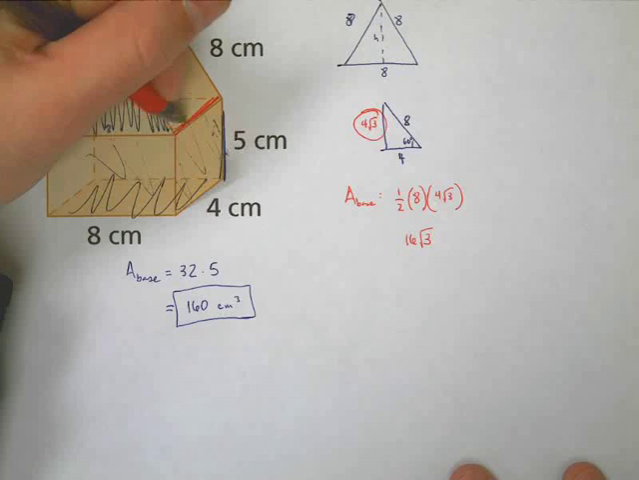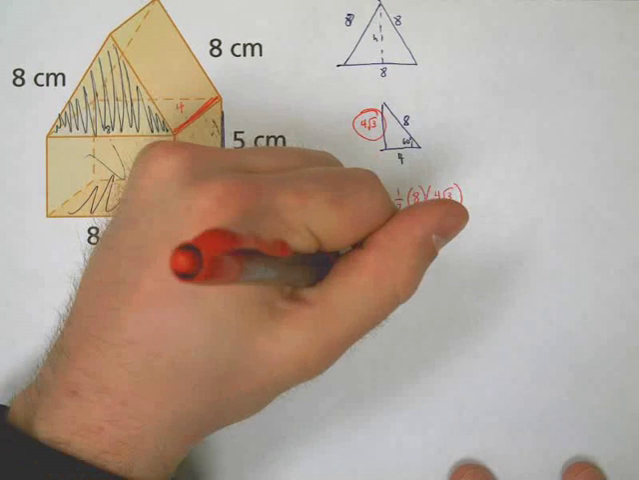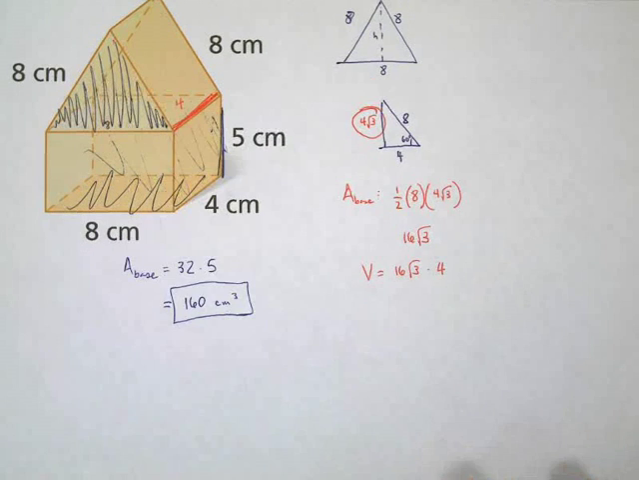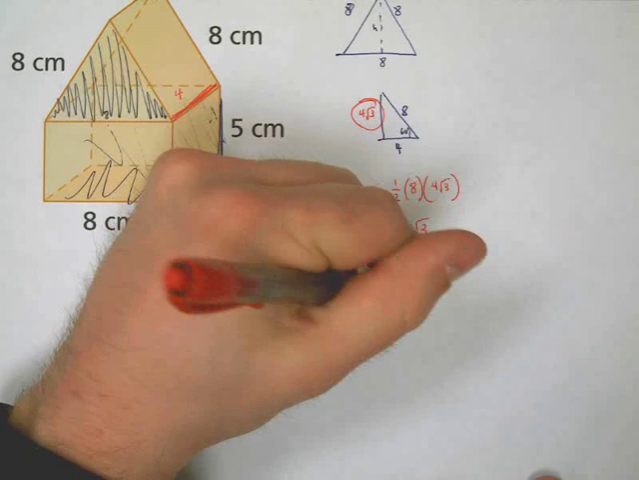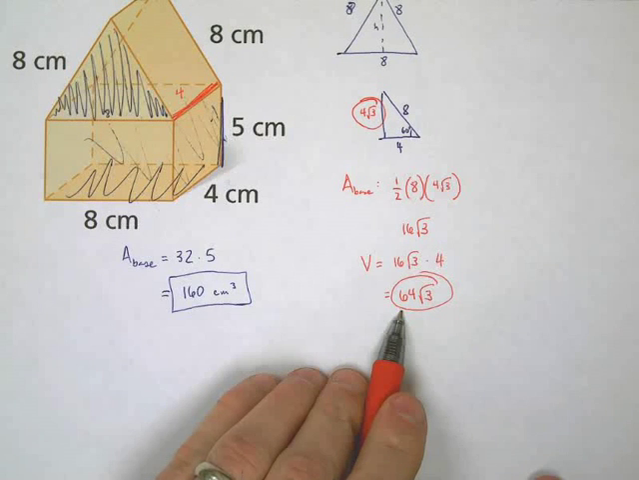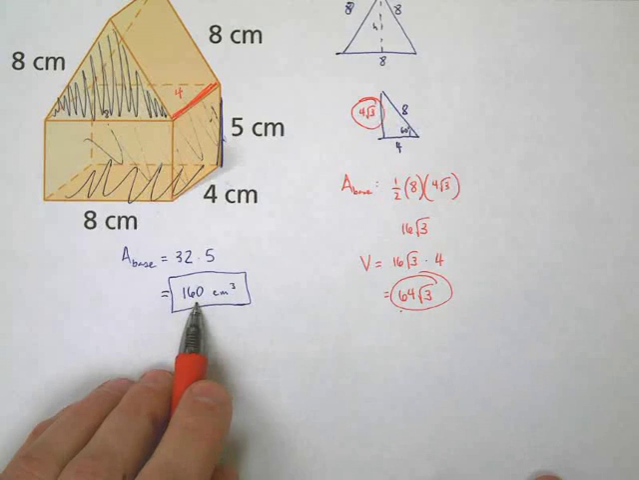Now, how deep is it? How far do I go back in this direction? Well, that would be 4 centimeters, right? So that means the volume is going to be 16 square roots of 3, but I'm going to multiply it times 4. That gives me 16 times 4 is 64. So 64 square roots of 3. That would be the volume of the triangular portion on top.